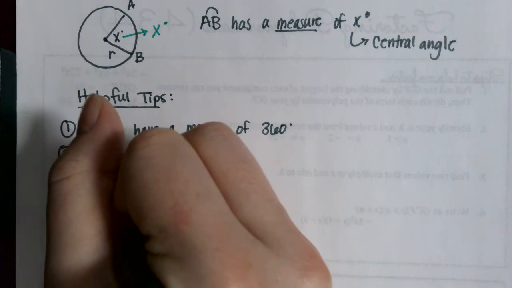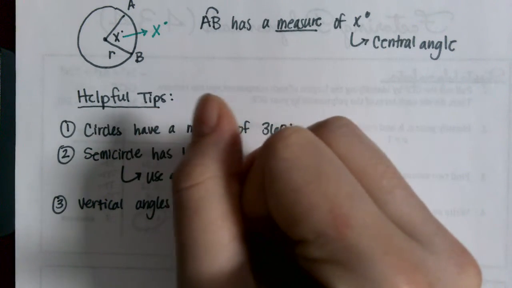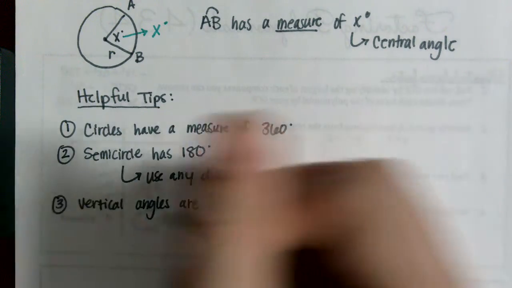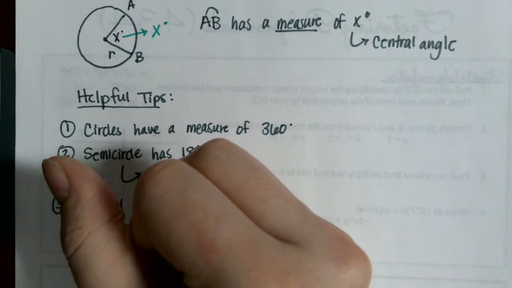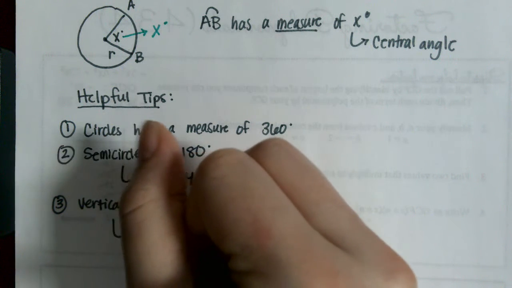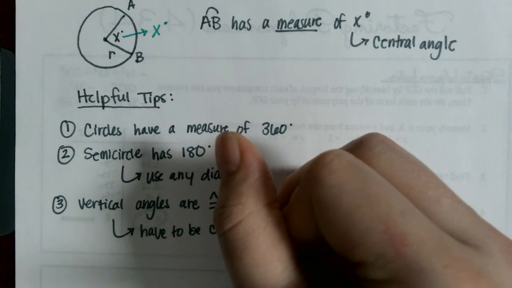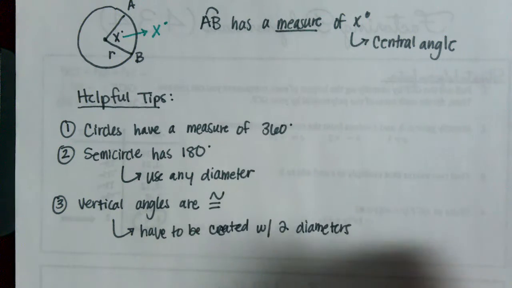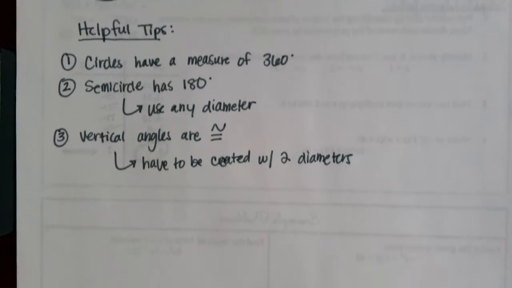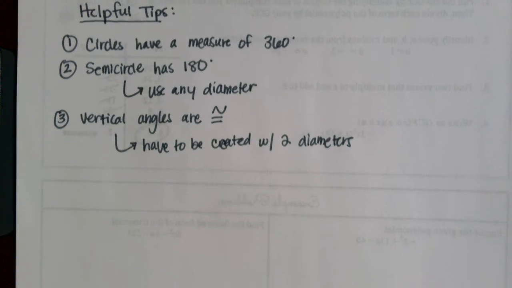And lastly, vertical angles are congruent. Just be really careful that your vertical angles are actually vertical angles. And in order to do that, they have to be created with two diameters. So if two diameters exist and they cross each other, they'll create vertical angles. So if you need to pause to get those helpful tips down, please do so. But I want to go through a few examples.